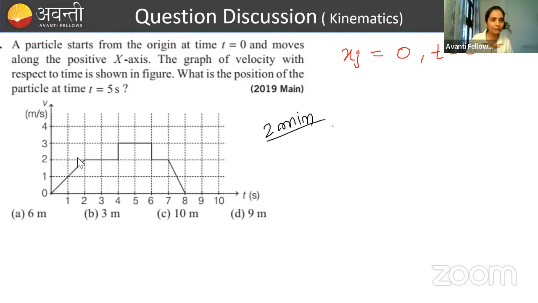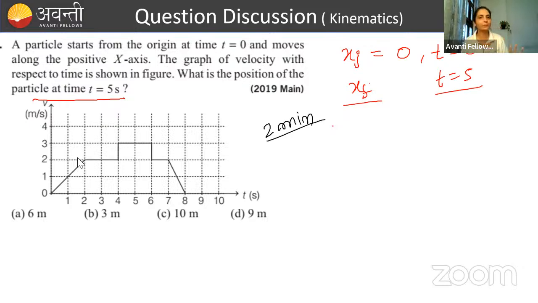Now the graph of velocity with respect to time is shown in the figure. What is the position of particle at t equal to 5 seconds? So suppose kar lo at t equal to 5 seconds, its position is x final something at t equal to 5 seconds. So what we need to find actually. So initially it is at 0. Finally it will be somewhere else.